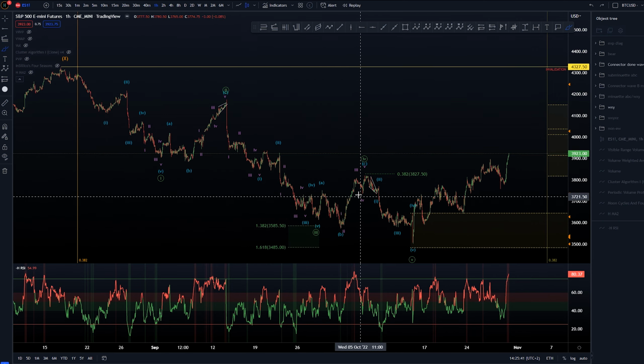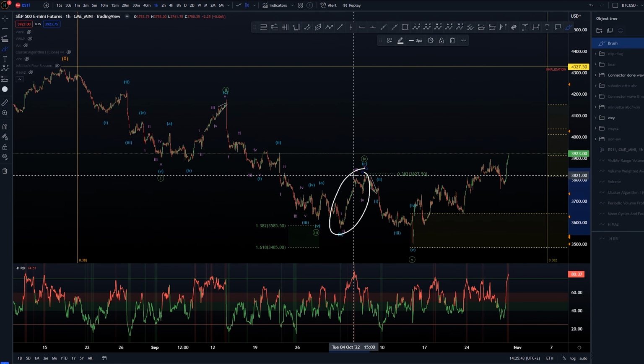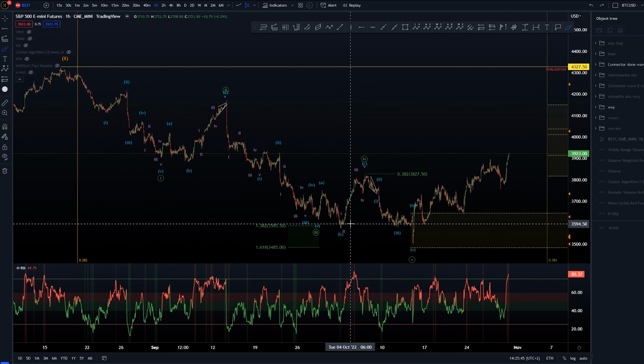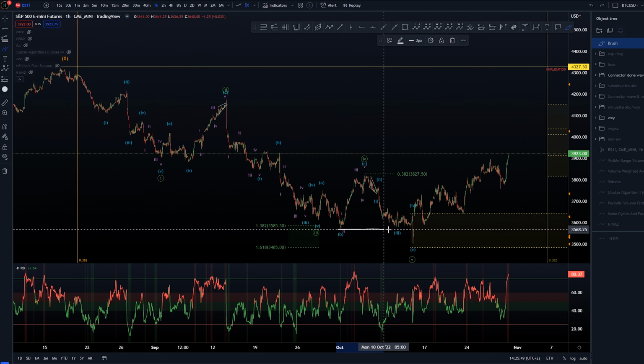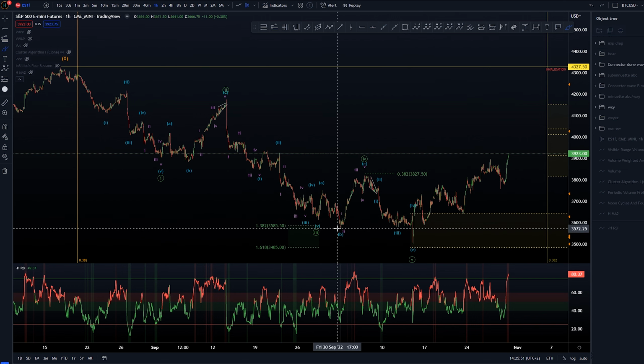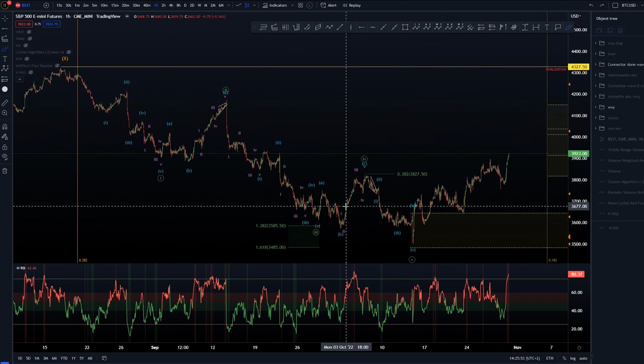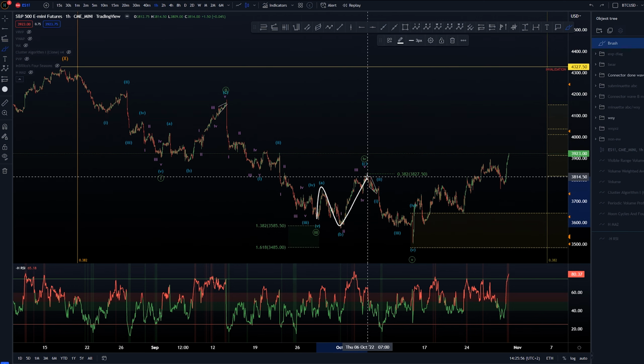So we have to be playing a count around this 5-way structure because again, it is the most clear. Again, we can't have this as the start of something because again, we have taken out the lows here. So this has to be an end of something. In this case, an end of A, B, and C correction.